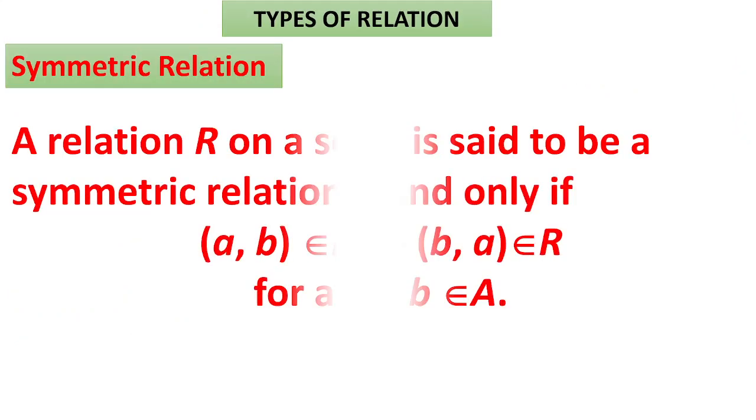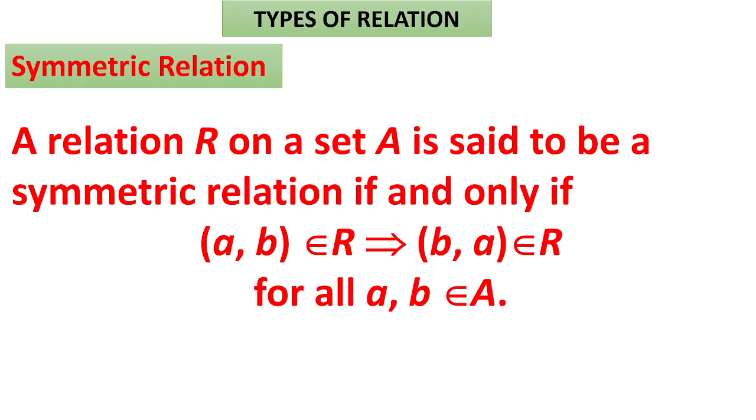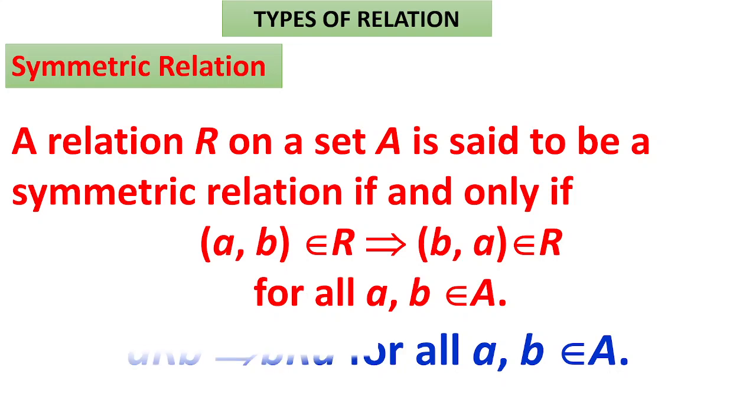Let us move on to the next type, symmetric relation. A relation R on a set A is said to be symmetric if and only if (a, b) belongs to R implies (b, a) belongs to R. That is, when A is related to B, B is related to A. It is called symmetric for all a, b belongs to A. Now we are writing like this also: aRb implies bRa. That is, A related to B implies B related to A for all a, b belongs to capital A.